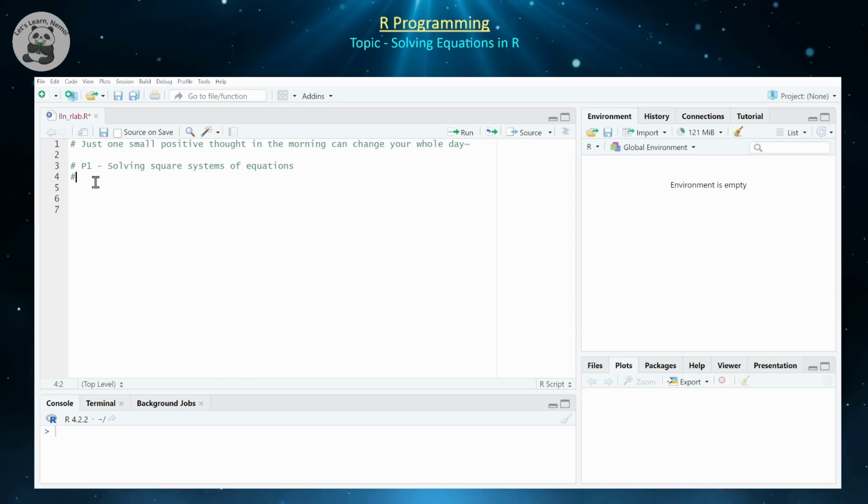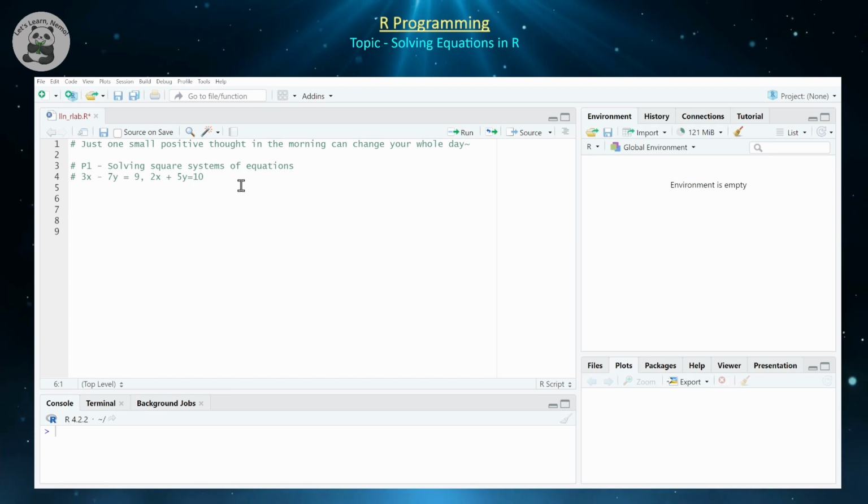So let's just give a quick example. Let's assume we want to solve 3x minus 7y is equal to 9 and 2x plus 5y is equal to 10. So what value of x and y will satisfy both of these equations simultaneously? That's the question we want to answer.